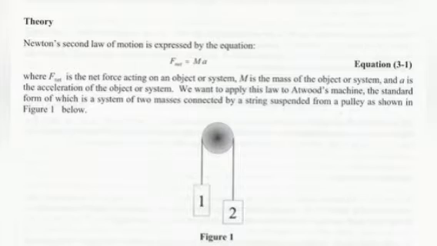We want to apply this law to Atwood's machine, the standard form of which is a system of two masses connected by a string suspended from a pulley, as shown in figure 1 below.